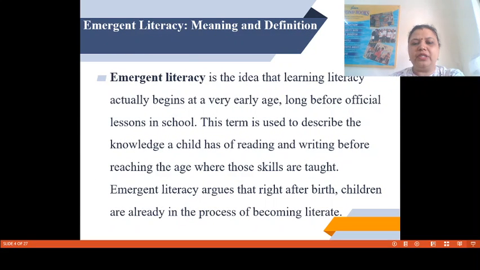Now, the meaning of emergent literacy and its definition. Emergent literacy is the idea that learning literacy actually begins at a very early age, long before official lessons in school. This term is used to describe the knowledge a child has of reading and writing before reaching the age where those skills are taught. Emergent literacy argues that right after birth, children are already in the process of becoming literate.